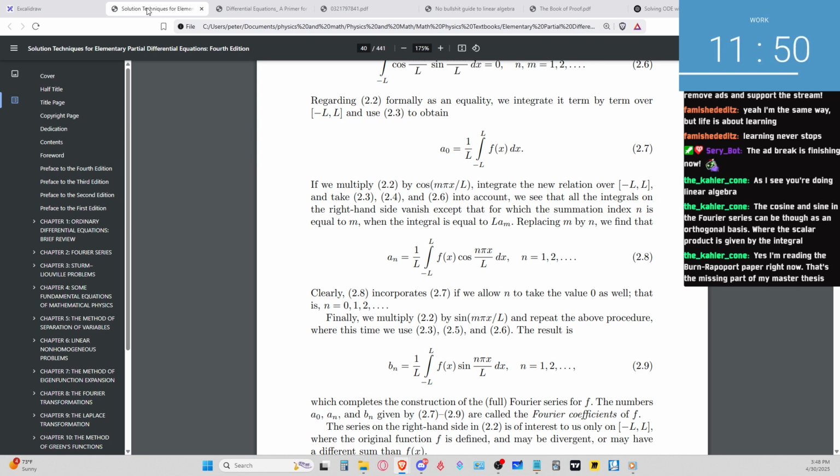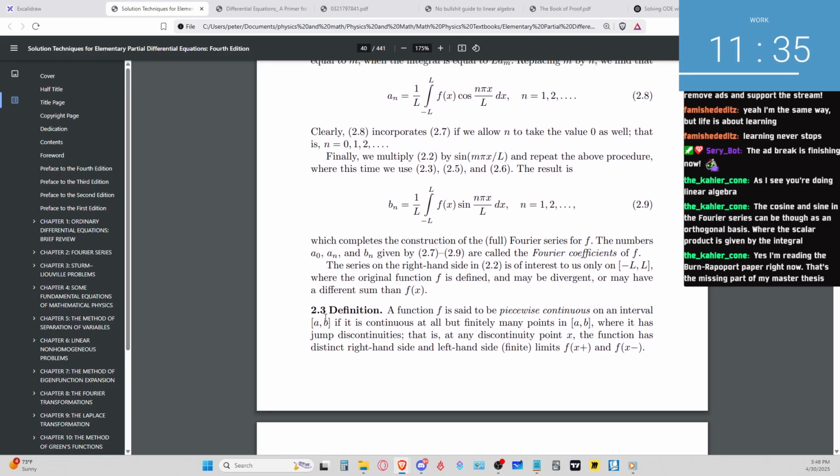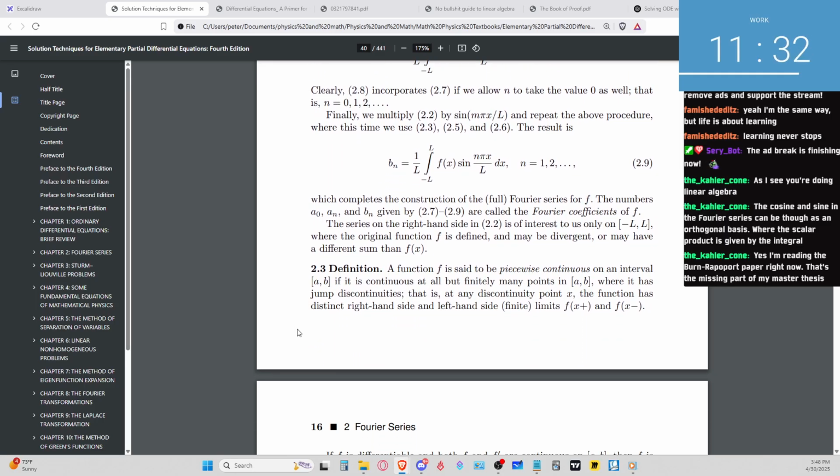Okay. Yes, I'm reading the paper right now. That's the missing part of my master thesis. Oh, okay. Best of luck with that, my friend. Once it's published and once you present it, I'm pretty sure you're going to be able to earn your master's soon. I wish you the best of luck with that part of the research. But I'm pretty sure you'll get it done. Sascha, you're one awesome smart person. At least in my book, you are.